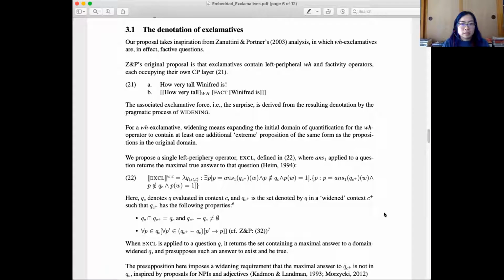And the associated exclamative force, that is the surprise, is derived from the resulting denotation by this pragmatic process called widening. So for a WH exclamative, widening means expanding the initial domain of quantification for the WH operator to contain at least one additional extreme proposition of the same form as the propositions in the original domain. We propose a single left periphery operator defined in 22, in which ans1 applied to a question returns the maximal true answer to that question.